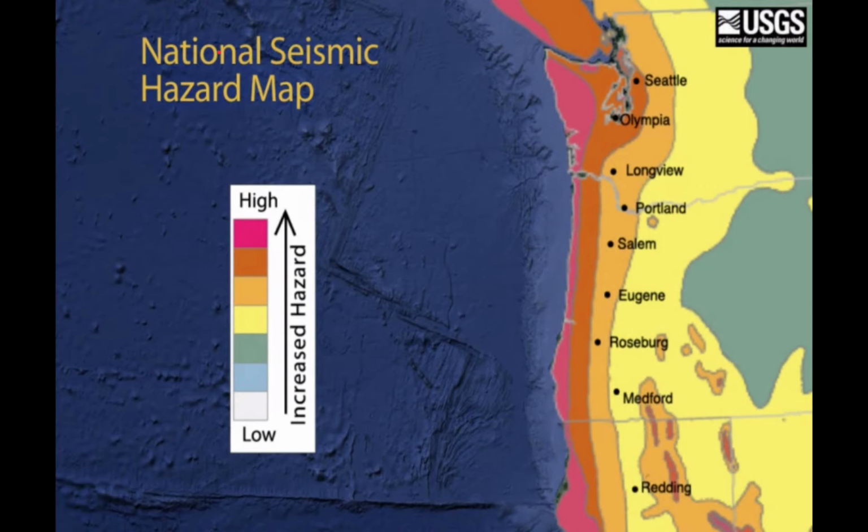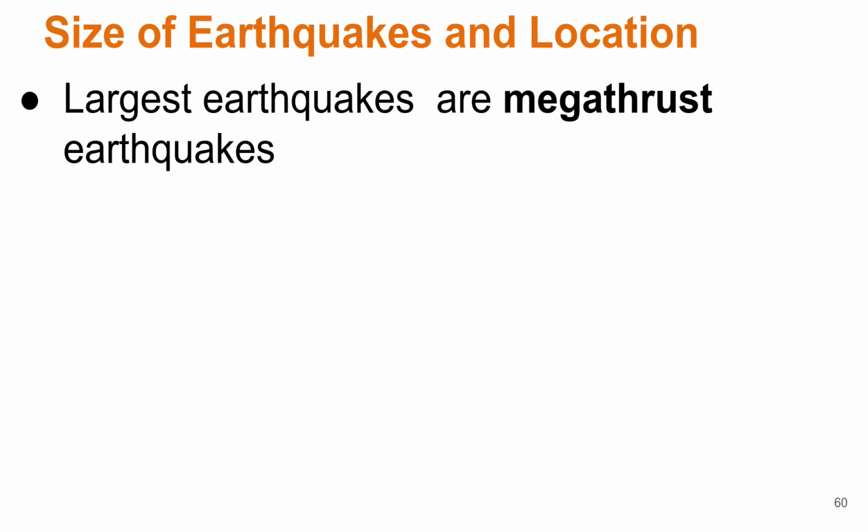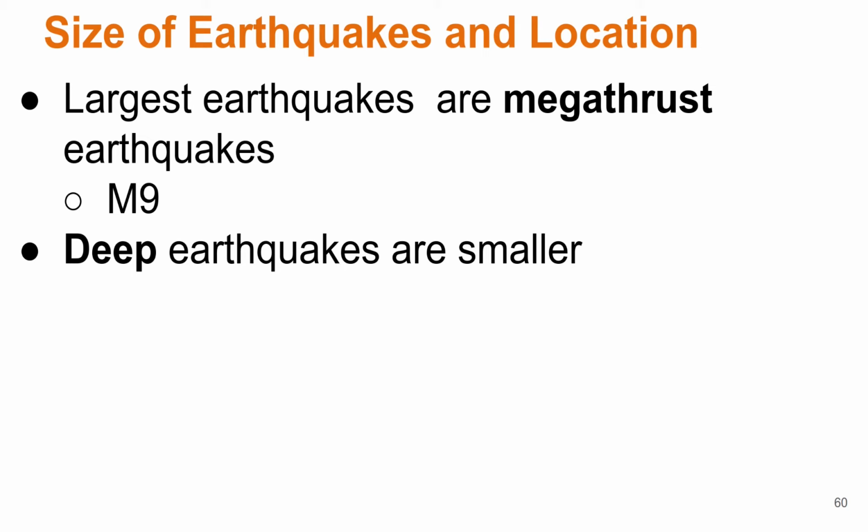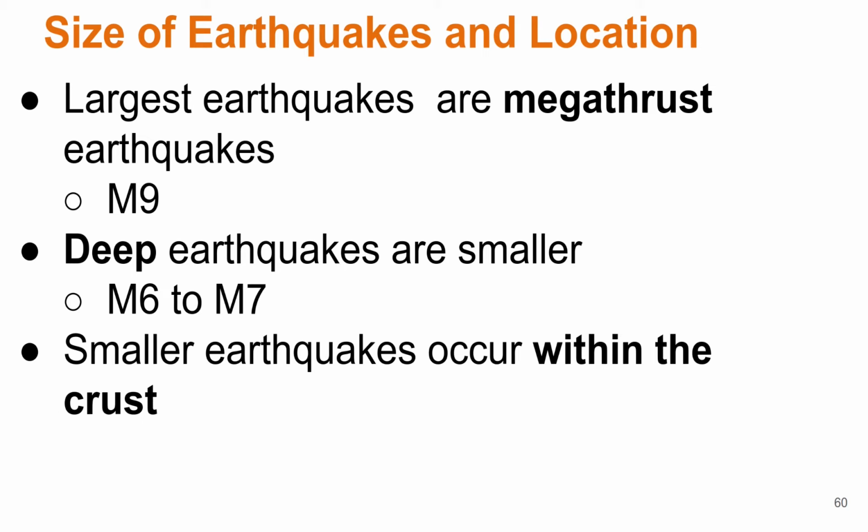And then the National Seismic Hazard Map reflects that, with the largest earthquake damage being done by those megathrust earthquakes, and then the shallower earthquakes with a lower earthquake hazard. So the largest earthquakes are megathrust earthquakes, magnitude 9. Deep earthquakes are smaller, magnitude 6 to 7, and then the smaller earthquakes occurring within the crust, magnitude 4 to magnitude 7.